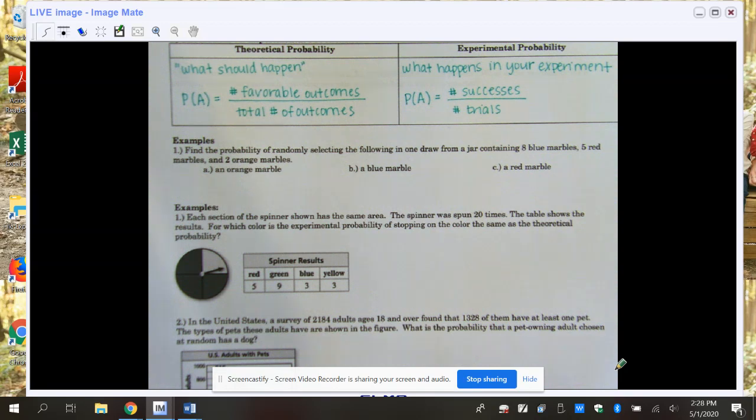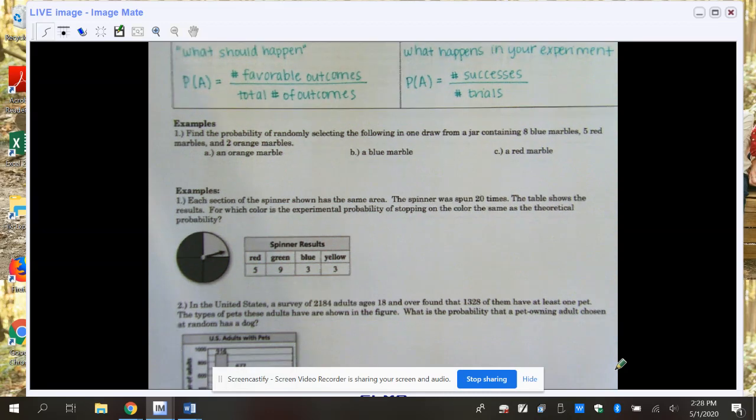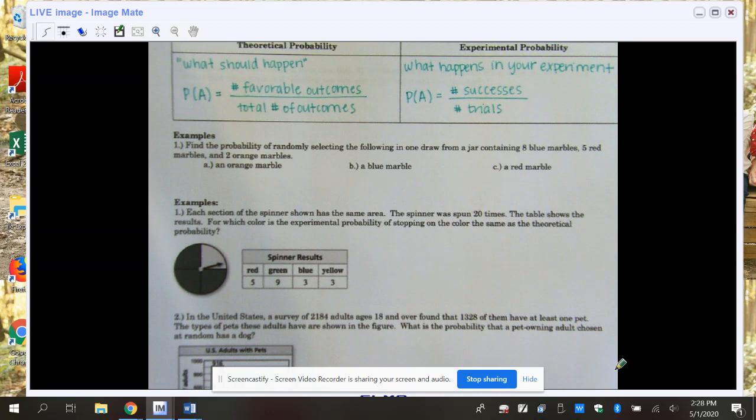And I'll explain what I mean by that as we're going through, especially when we get to number 2. All right, and so this one says find the probability of randomly selecting the following in one draw from a jar containing 8 blue marbles, 5 red marbles, and 2 orange marbles. So classic probability problem. Every probability lesson loves marbles.